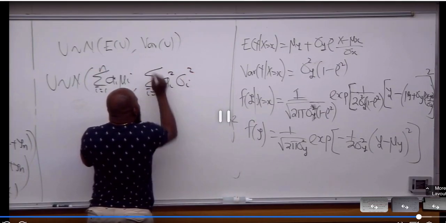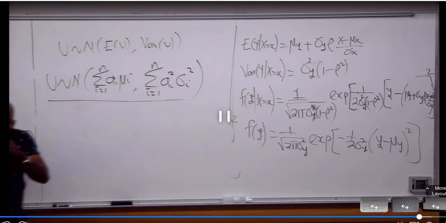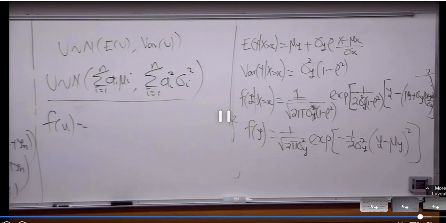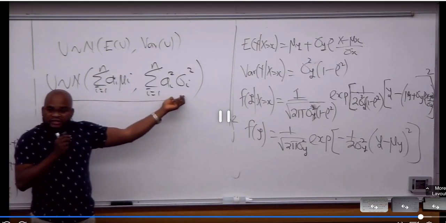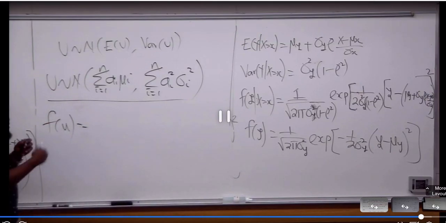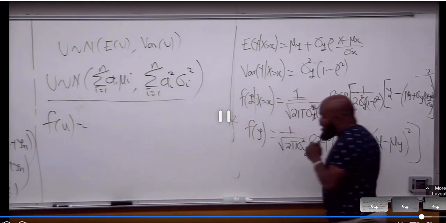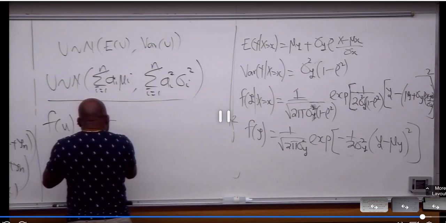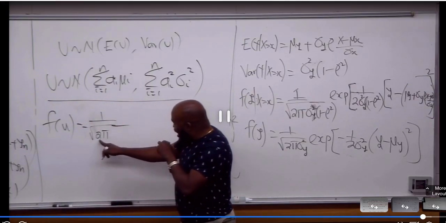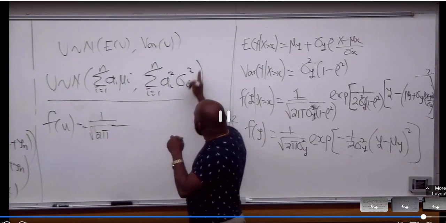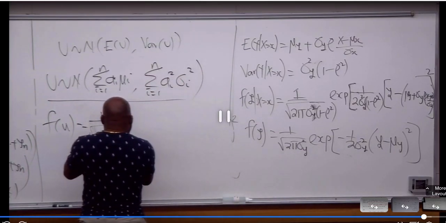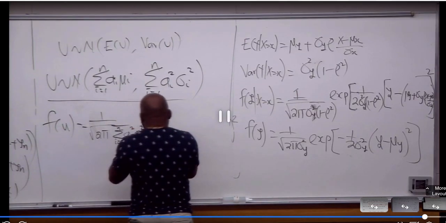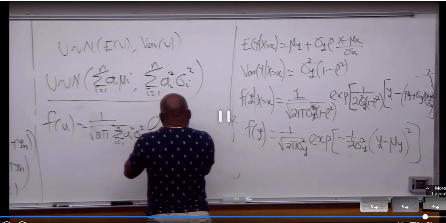I'm done. And do you know what? If I now want to write my f of u for normal, it's super cool. The moment you get the mean and the variance, you can write the normal density, where you're only going to use stuff like this. I'm going to write 1 over square root of 2 pi. After 2 pi, what do you have next? The variance. What is the variance here? The whole of this: summation a_i squared sigma_i squared, i from 1 to n, exponential raised to the power minus half summation a_i squared sigma_i squared.